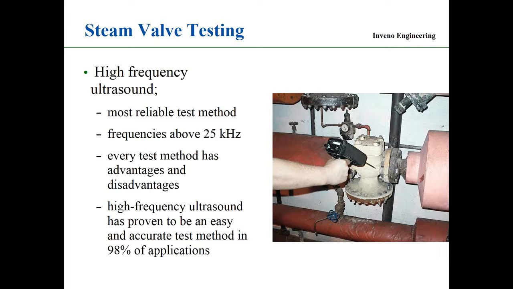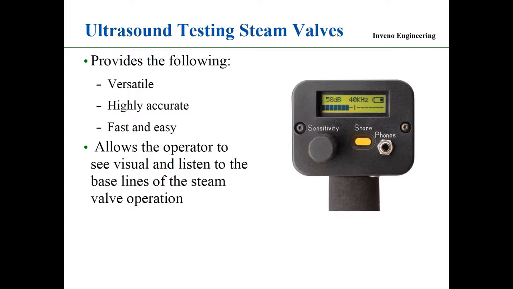Every test method has advantages and disadvantages. I'll be talking about the advantages, but I'll also be talking about some of the disadvantages. High frequency ultrasound has been proved to be an easy and accurate test method, 98%. I've been on valves as large as 12 inches in diameter and been able to tell if it's leaking and the exact point of leakage on the valve. It's very easy, but there are a few things I want to go through when you're conducting the test. Setting up the ultrasonic units is very versatile, highly accurate, fast, and easy.